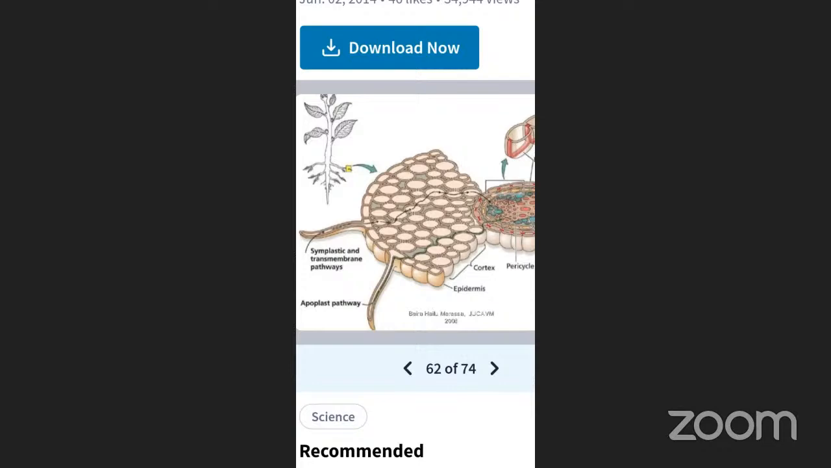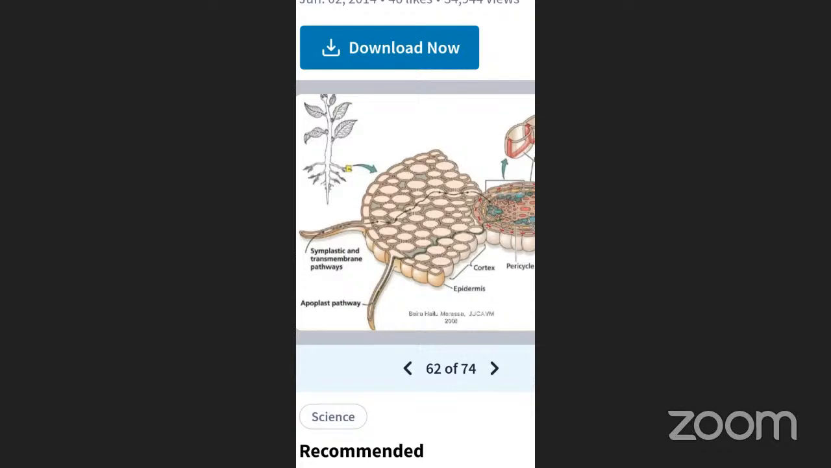Then it enters between the cell walls, through the xylem vessels and tracheids. These are the non-living conducting tissues, which are a part of the apoplast system. So that is what we can discuss.